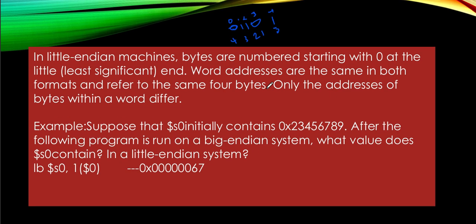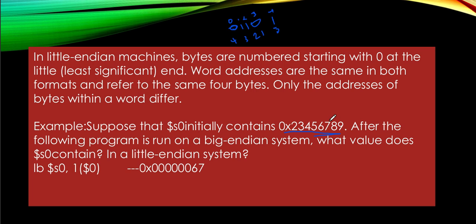And the question is that suppose $S0 initially contains this number. Now, after the following program is run on a big-endian system, what value does $S0 contain? What about a little-endian system? So let's see. The question starts with you having 0x23456789, and this is in hexadecimal.